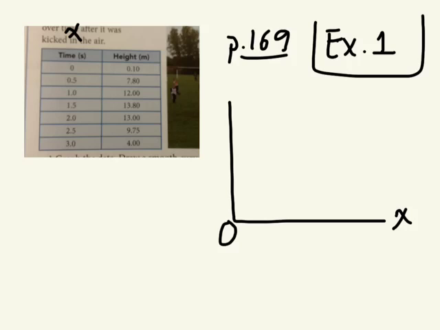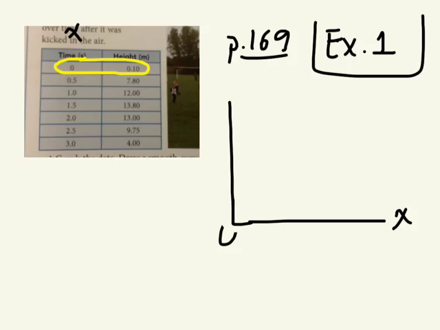Would the ball start at 0, 0? Would it start on the ground? Because the question says it starts in the air, maybe it was a drop kick. Where does the ball get kicked from? How high off the ground? 0.10 meters. So you guys are actually going to create a graph. Okay, so we know that it cannot start here.